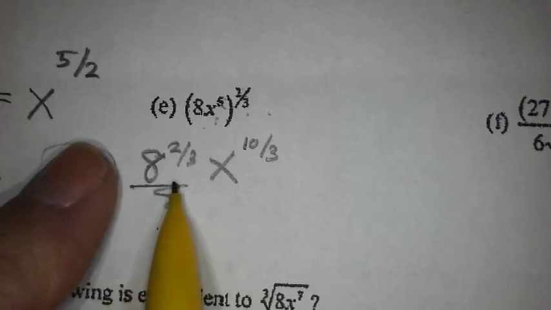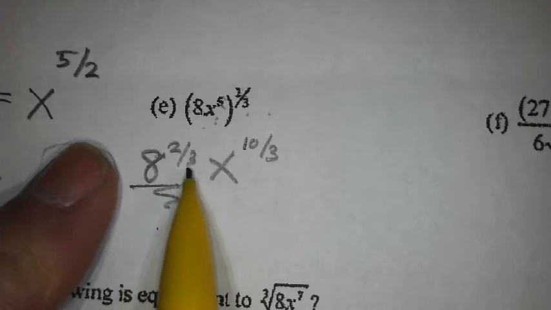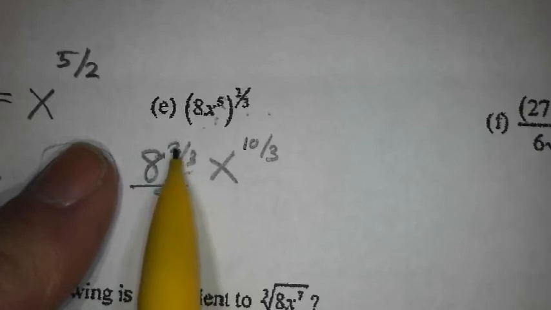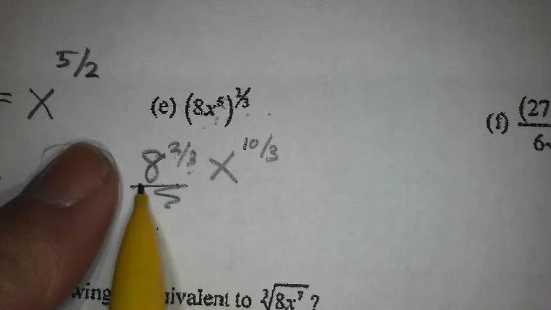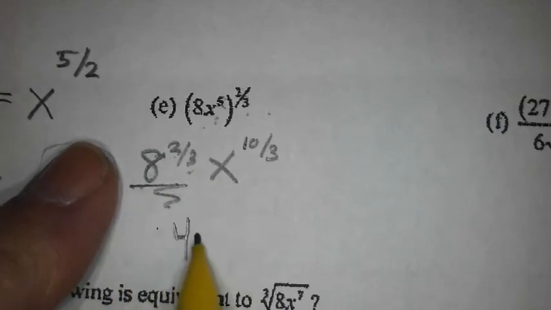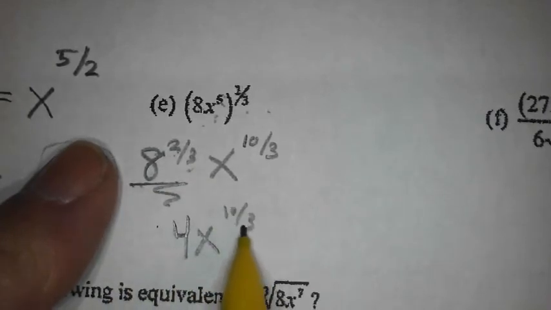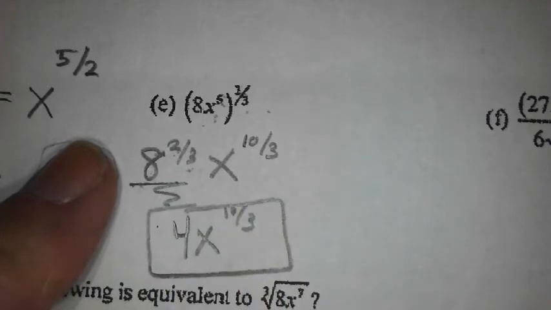Now, on your calculator, you can just do this, right? 8 to the 2/3 power. You could do it in your head. What root are we taking? Cubed root of 8 is 2, and then you're going to have to square that 2. 2 squared is 4. You type that into your calculator, though, you'll just get 4, and then x to the 10/3. Try it on your own. Okay?